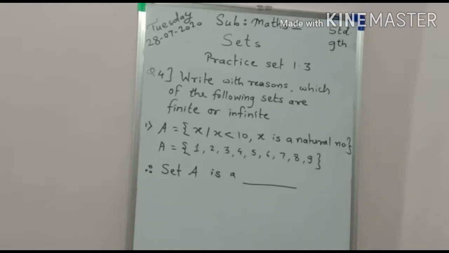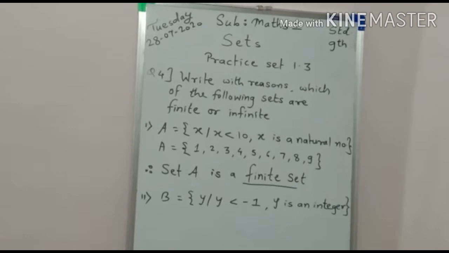Starting from 1, 2, 3, 4, 5, 6, 7, 8 and 9, because less than 10, and here we close that with a curly bracket. What does it mean? The list stops here. So set A is a finite set. Okay, now try the second.